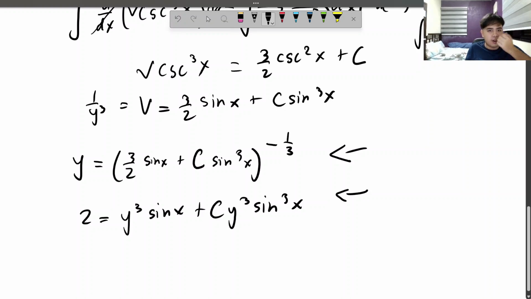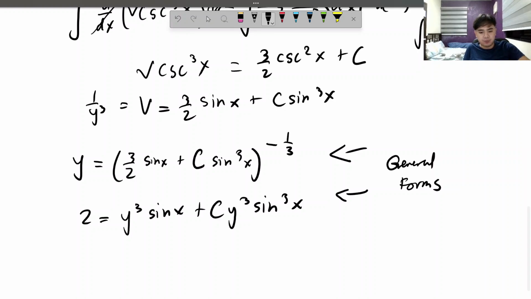There are similar functions that have similar graphs, and they fulfill the original differential equation very well. This is the general form of the original differential equation that we have. There will be no particular solutions here, so that's going to be our final answer.